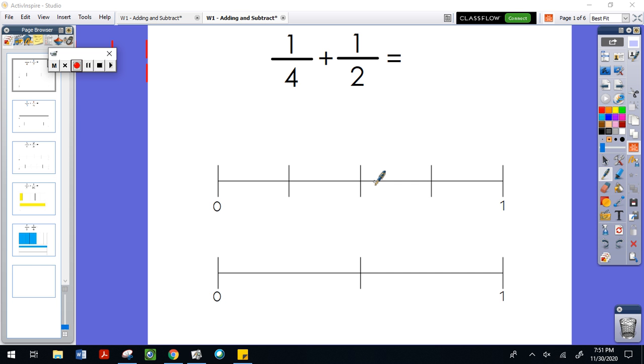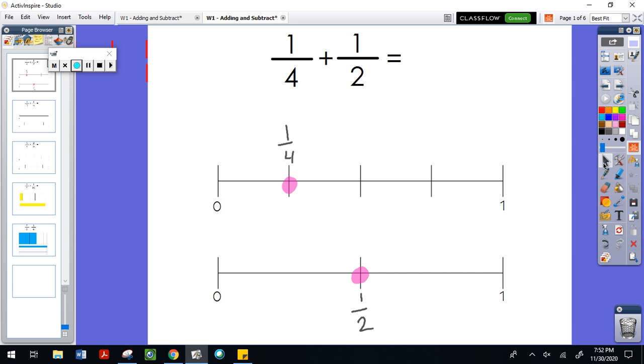So the addition expression that I have right now is 1/4 plus 1/2. And I'm trying to find the sum or the total of those two fractions. Well, if you look at my two number lines, right here on this number line represents 1/4. And then right here on this number line represents 1/2. Okay, the problem is that we don't have a common denominator. Our denominators are not the same.